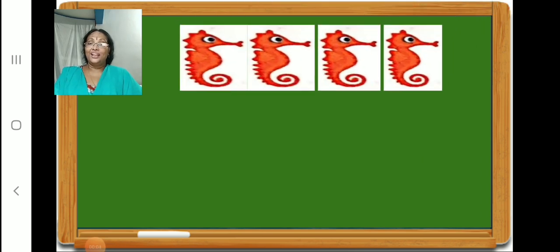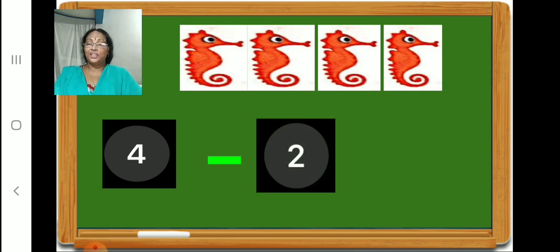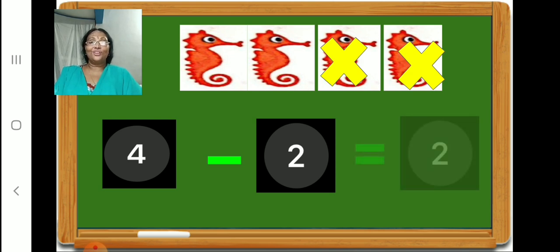Now children, how many seahorses are there? 4. Now let us take away 2 seahorses. Take away means we have to minus, right? Okay, now let us take away by crossing it. 1, 2. Now, how many seahorses are left? 2. Therefore, 4 minus 2 is equal to 2.